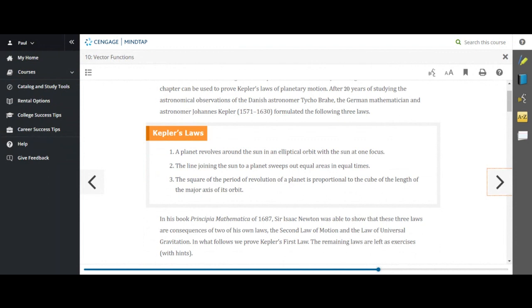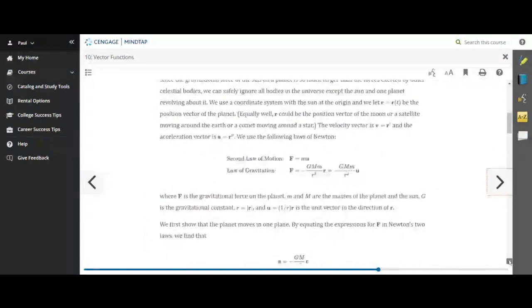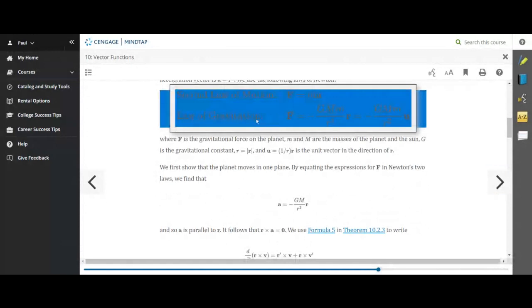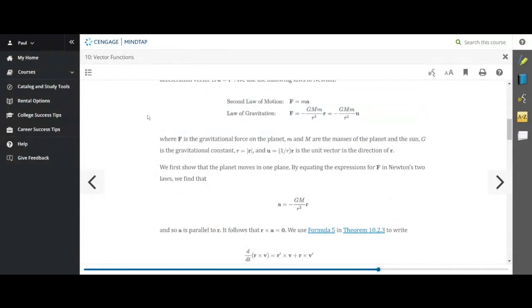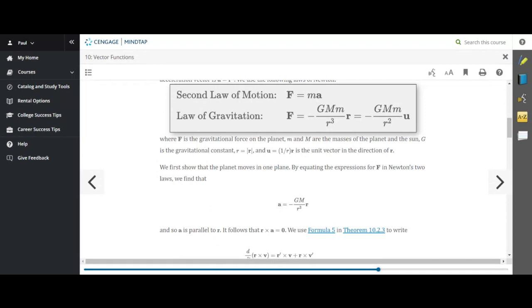Okay, for instance, the law of gravitation. Here are some. We already saw the second law of motion, force equals mass times acceleration. How many have seen the law of gravitation in terms of vectors? Okay, and so they talk about Kepler's laws in section 10.4, and this is not a formal physics class. I'm going to leave that to the physics professors to talk about.